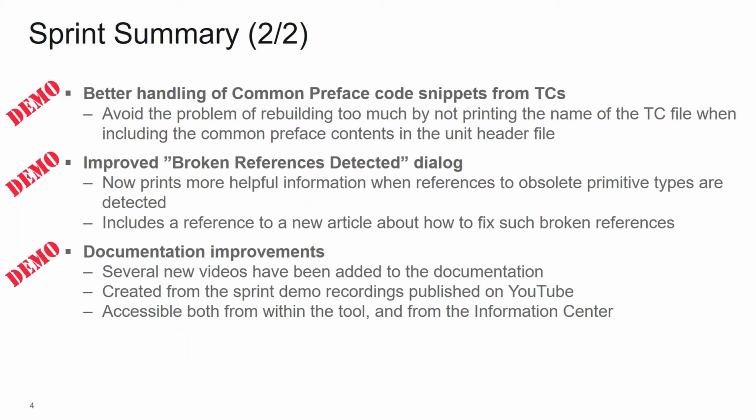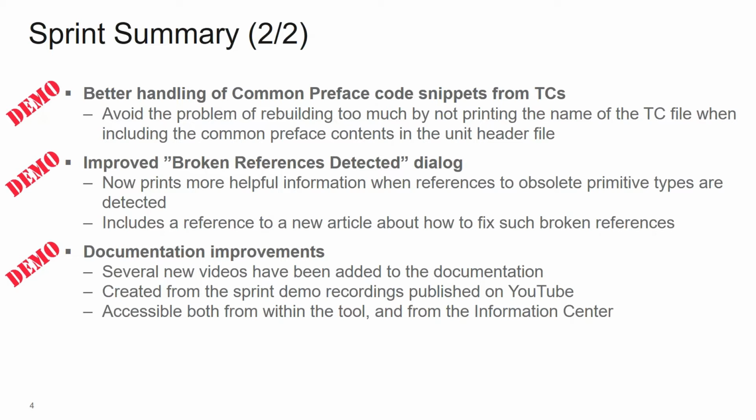Then there was a problem in how we handled the common preface code snippets from TCs. Basically we included the name of the TC file, which could break the incremental compilation. So now we have removed that name, and incremental compilation now works better.